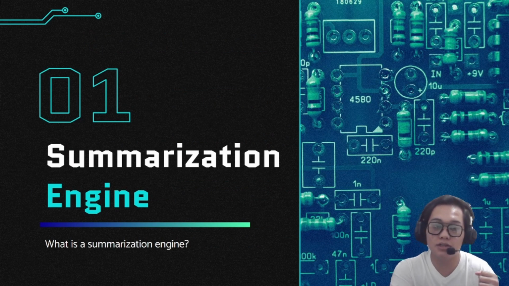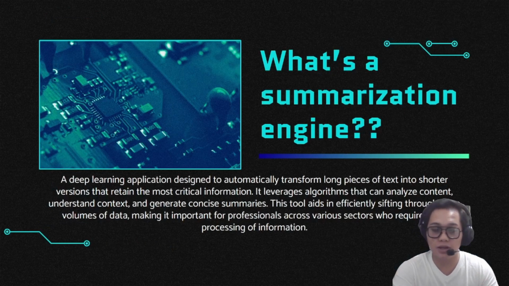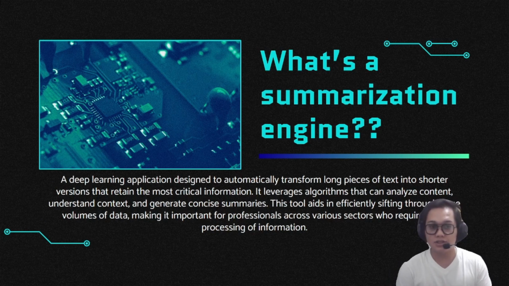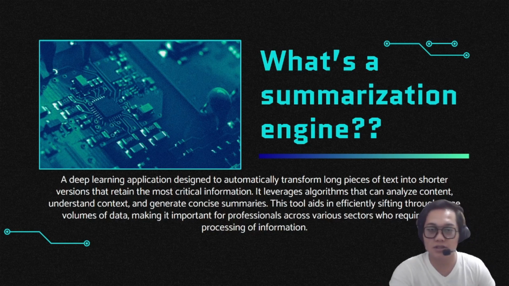The number one is the summarization engine. What is a summarization engine? Well, a summarization engine is a deep learning application designed to automatically transform long pieces of text into shorter versions that retain the most critical information. It leverages algorithms that can analyze content, understand context, and generate concise summaries. This tool aids in efficiently sifting through large volumes of data, making it important for professionals across various sectors who require rapid processing of information.